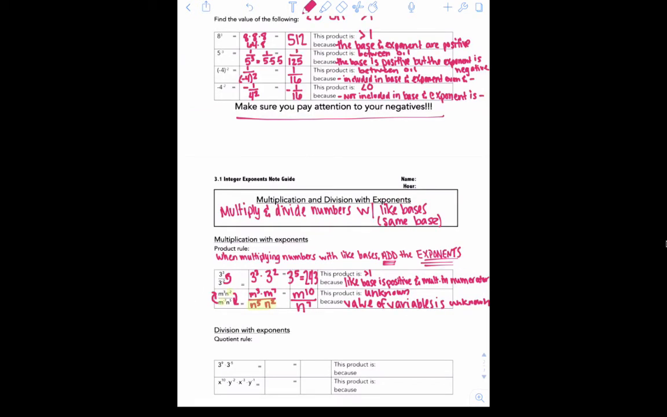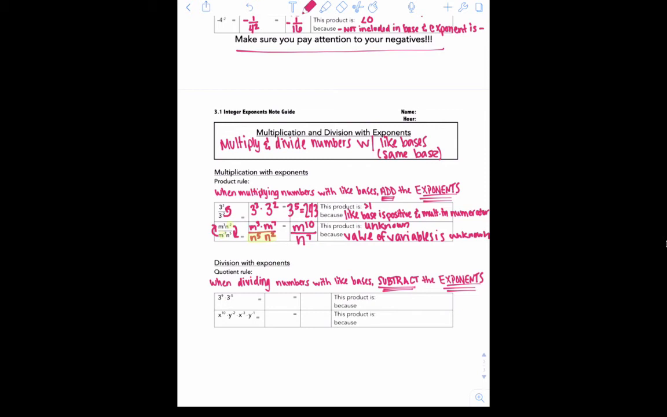Now let's move on to division. Our quotient rule is similar to the product rule, except now we're dividing. And when we divide numbers with like bases, we're going to subtract the exponents. So when you multiply, you add, and when you divide, you subtract. So let's go ahead and try this out.